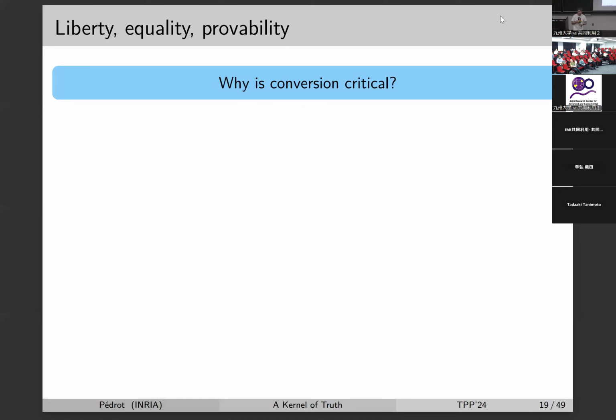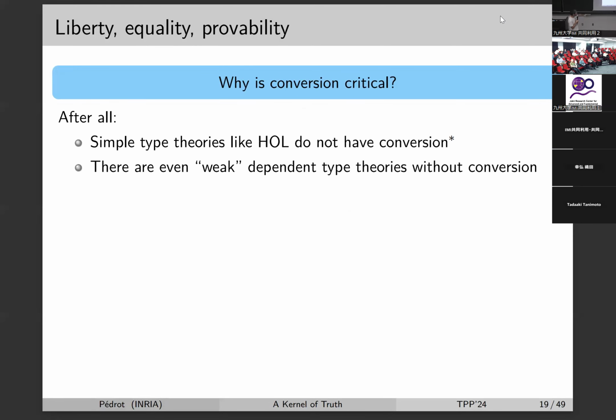Right. So you could say, oh yes, but that's a trick. We know how to do that. No problem. Easy. Well, if you look at the simple situation like HOL, there is not really conversion there. There is a very weak notion of conversion. And you can actually even do things called weak dependent type theories, where you replace the conversion rule by some kind of rewriting. It's a very hot topic, if I might say, with the double T.